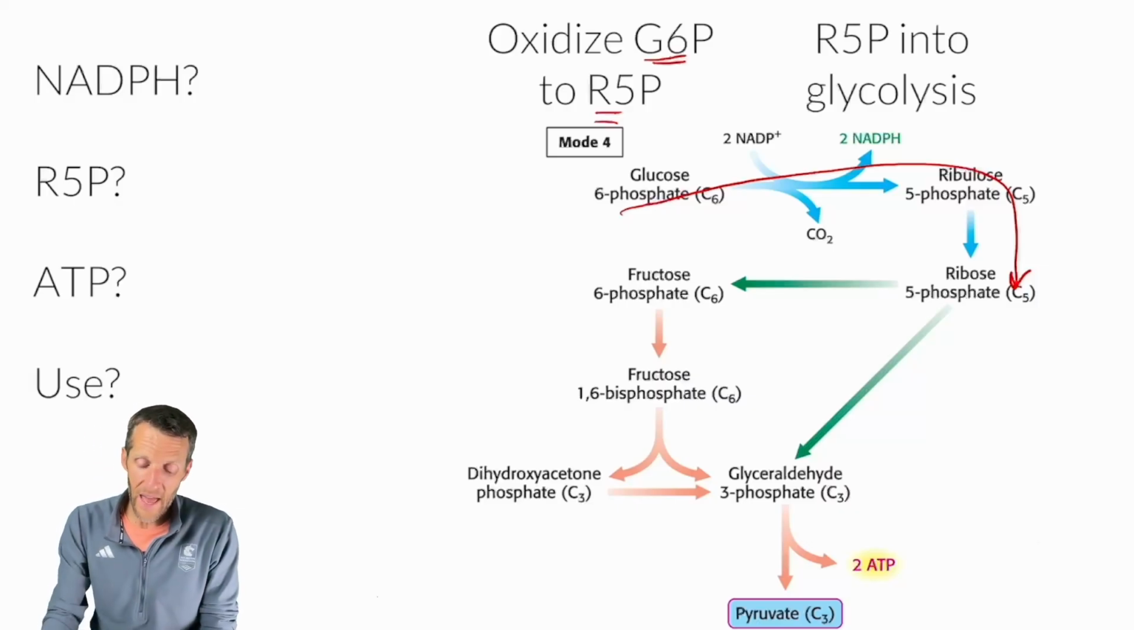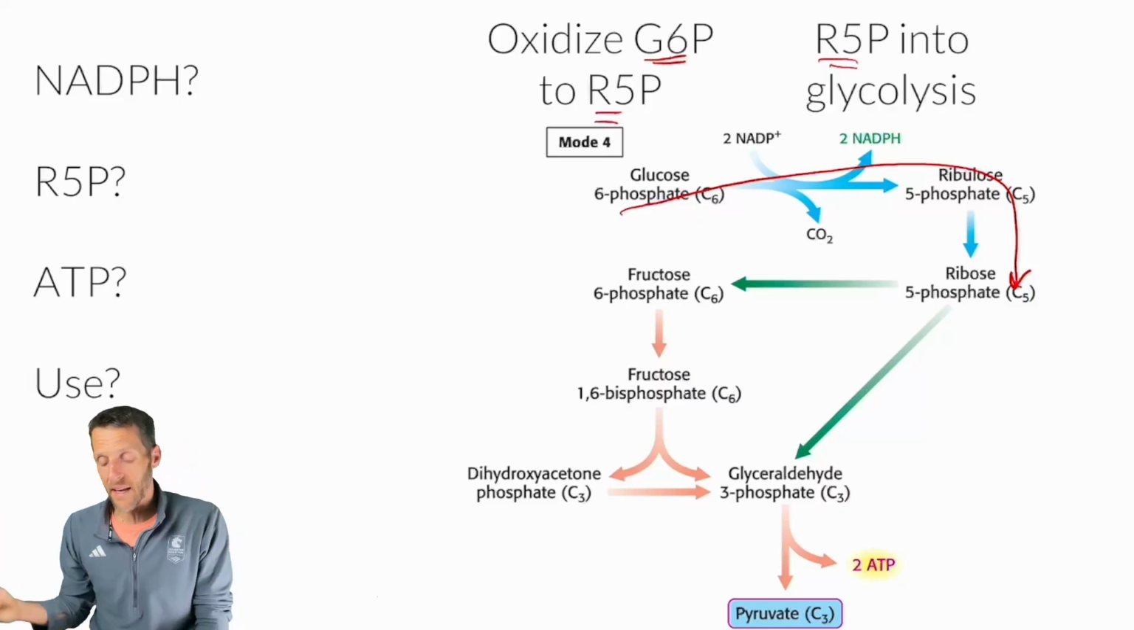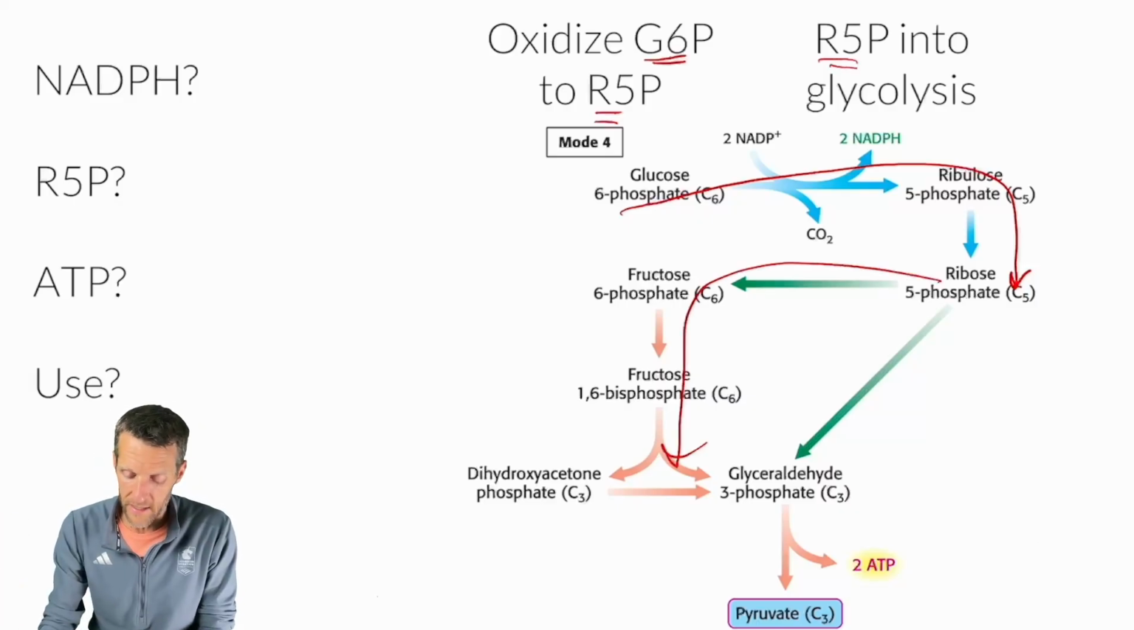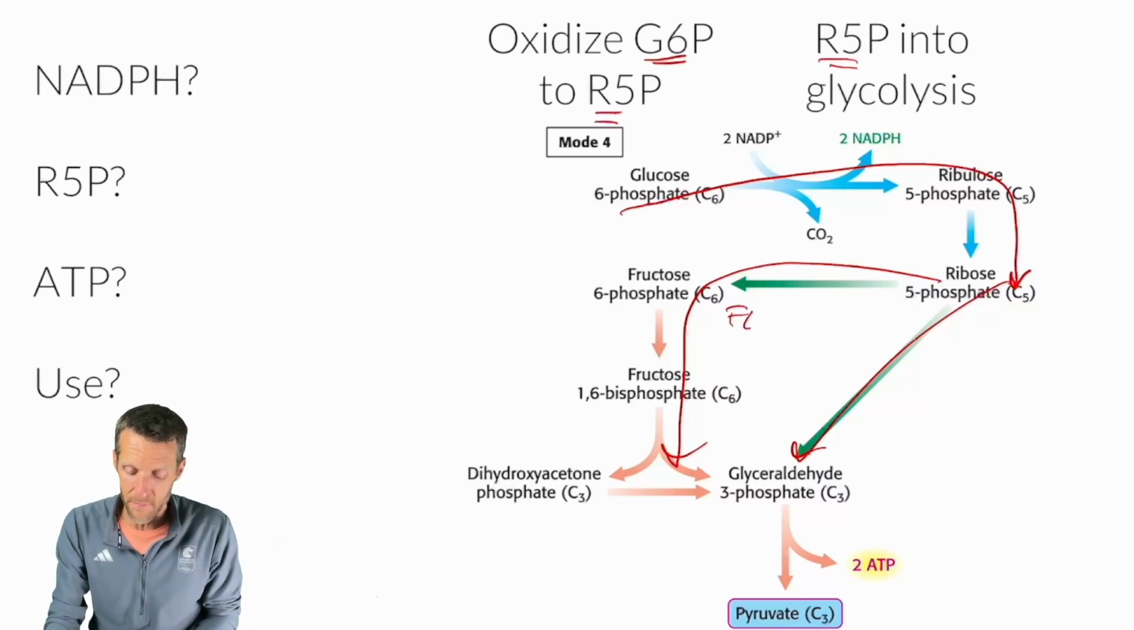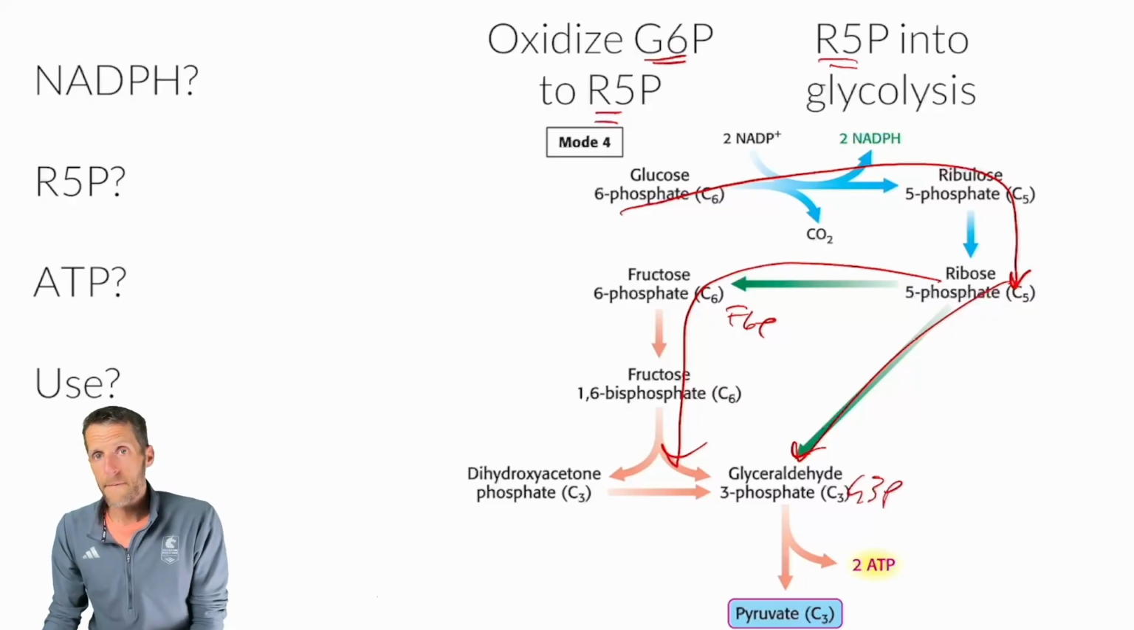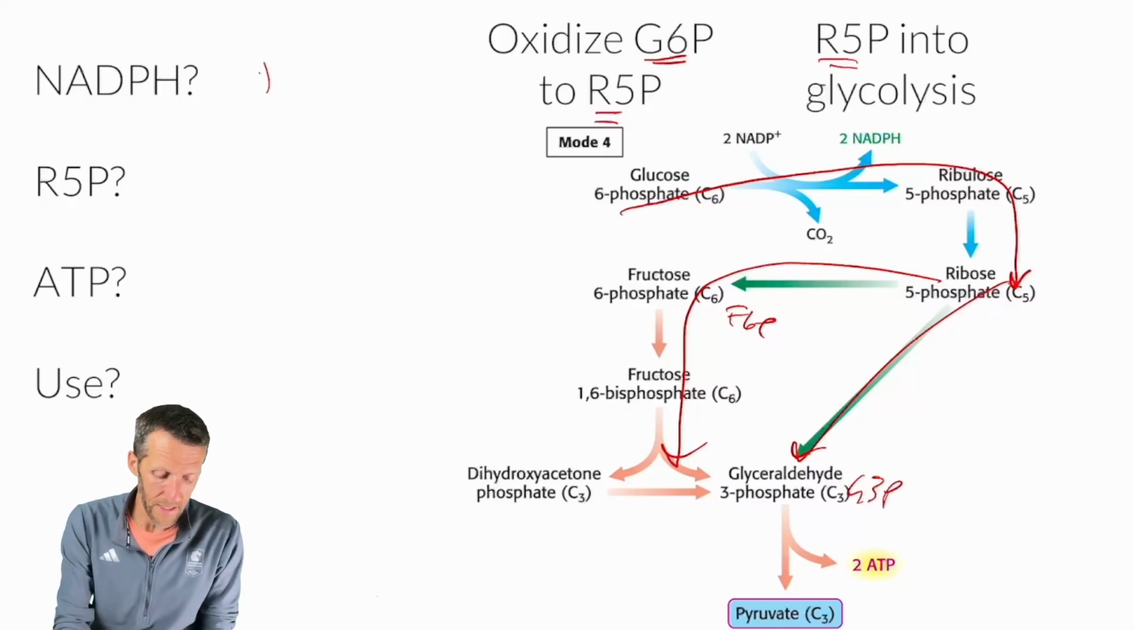And then we're taking that R5P, and instead of feeding it into anabolism, we are feeding it into glycolysis. Because of the way the pentose phosphate network works, it can enter as both F6P or as G3P. Okay, so what are we doing with this? We're making some NADPH.